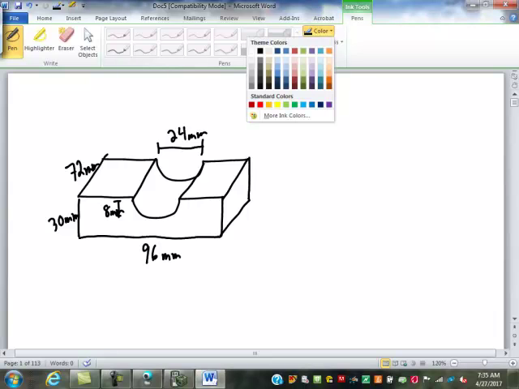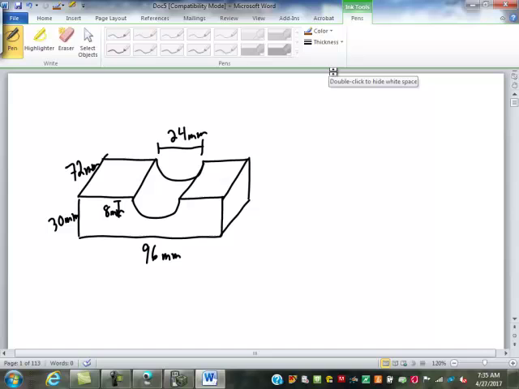Okay, looks like we're going to work here now. Okay, so here's our first homework problem. You guys tell me, how do I find the radius of the circle for the arc?